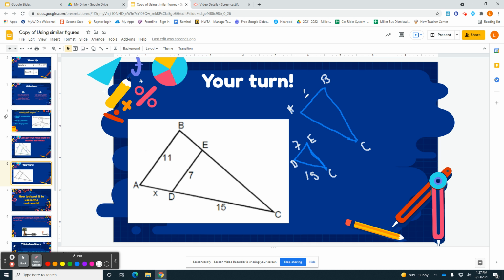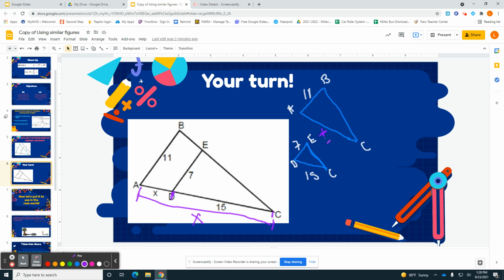Then you have your measurement for AB, which is 11. Do we know our measurement for AC? Remember, it is not 15. 15 is only from here to here. It's only the measurement for DC. And here you want the measurement for AC, which is from there to there. So we don't know that one. So that is our X.